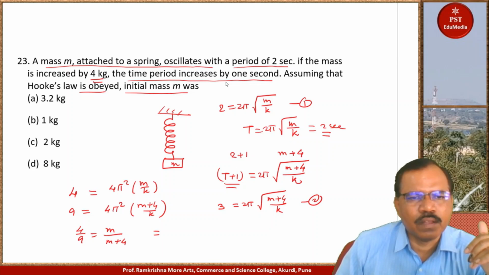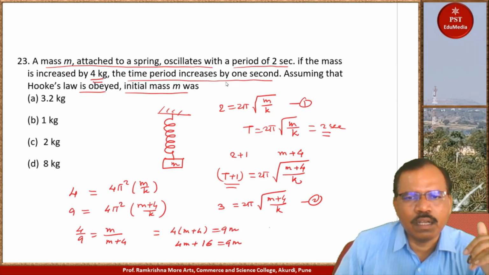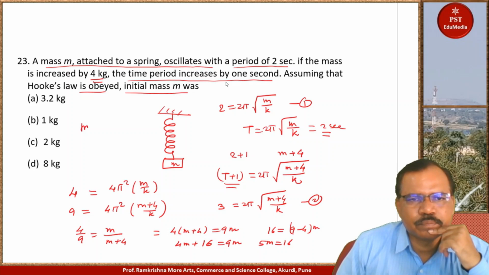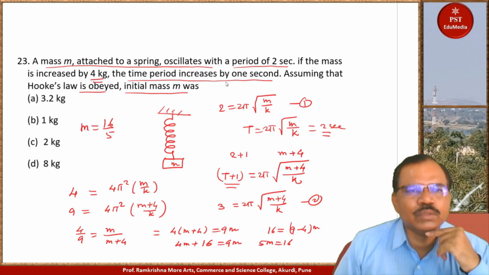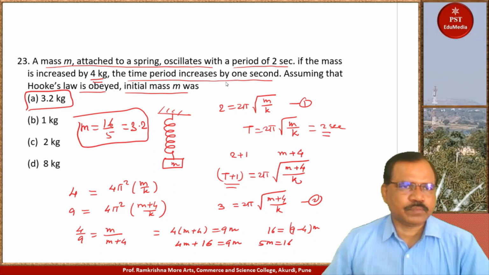So here you will get 4 into M plus 4 is equal to 9M. So 4M plus 16 is equal to 9M. So here 16 is equal to 9 minus 4 M. So we'll get here 9 minus 4, that is 5M. So 5M is equal to 16. So what is M? M is equal to 16 by 5, so 16 by 5 comes out to be 3.2. So this first one is correct. First one is correct.